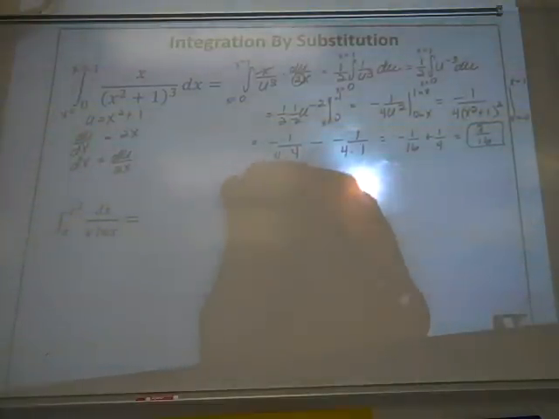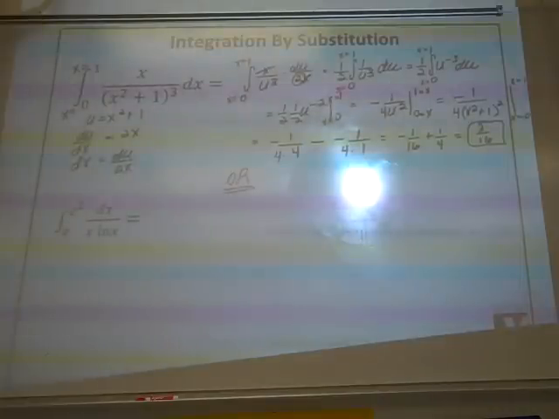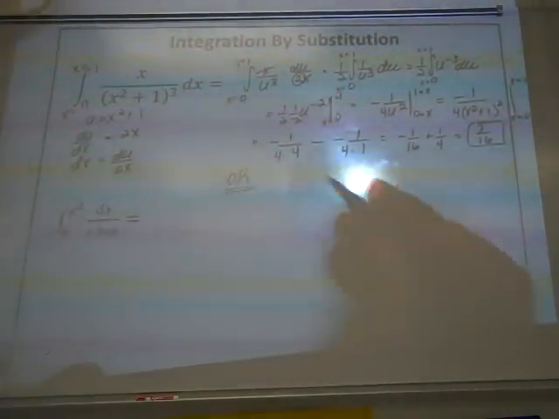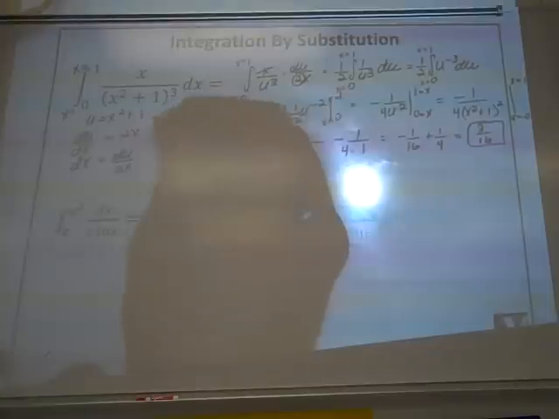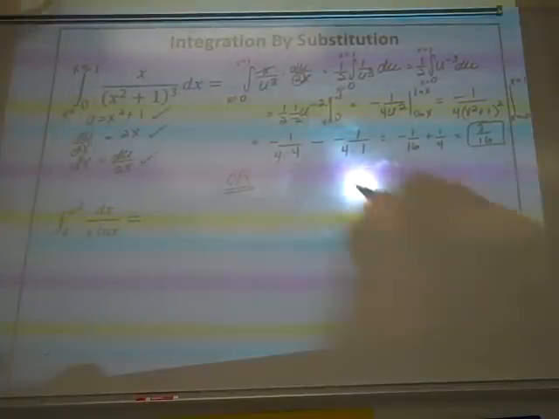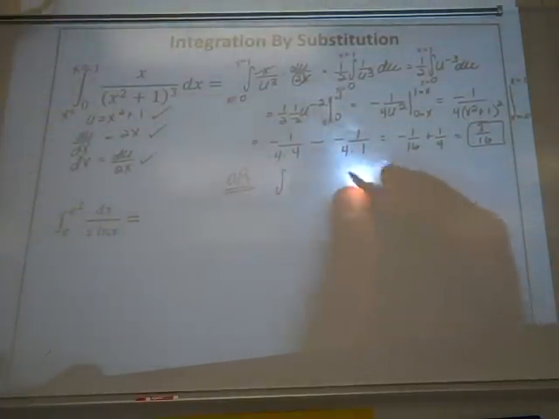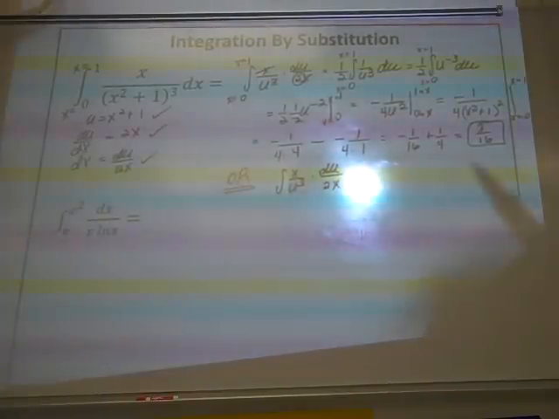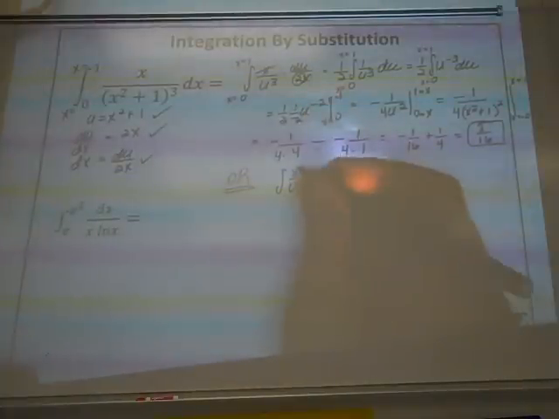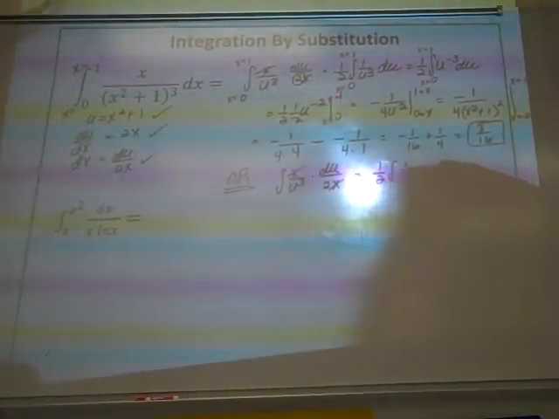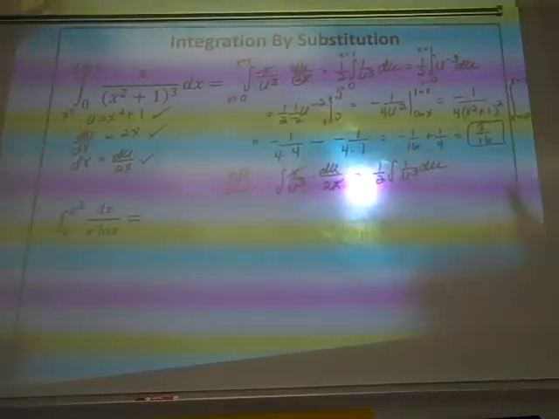So method number 2, and this is not one that I modeled in class. So we would do the same substitution. We're going to select u as x squared plus 1. We're going to take the derivative, and we're going to solve it for dx. But when we get to the point of rewriting the integrand, x over u cubed du over 2x, we know the x's cancel out. We know we get to 1/2 the integral of 1 over u cubed du.